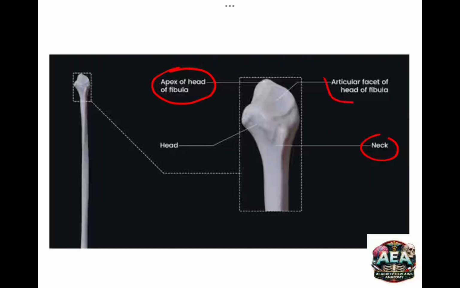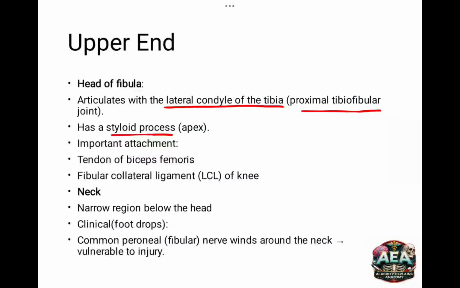It has an articular facet for the head of the fibula, and when you look at this, we say it has a styloid process which makes up the apex. It's important for muscle attachment. The head of the fibula is important for muscle attachment. Muscles like the biceps femoris, the tendon of the biceps femoris, and the fibular collateral ligament of the knee, which is found on the lateral side.